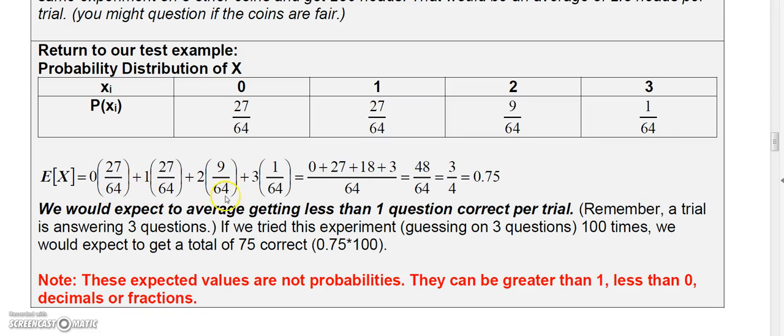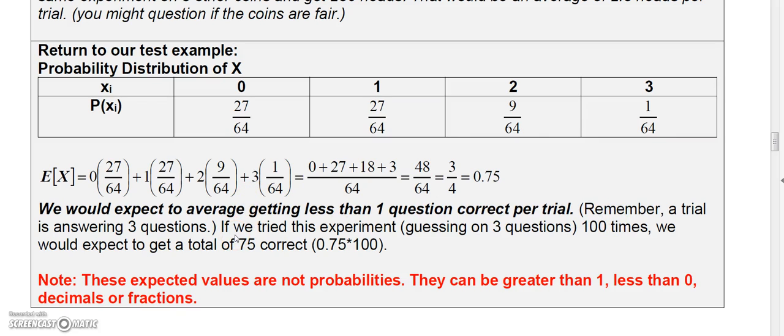And then after you multiply each of these together and add them up, you actually get 48 out of 64, which reduces to 3/4 or 0.75. So basically, you would expect to average getting less than 1 question correct per trial. Now remember, a trial would be answering 3 questions.